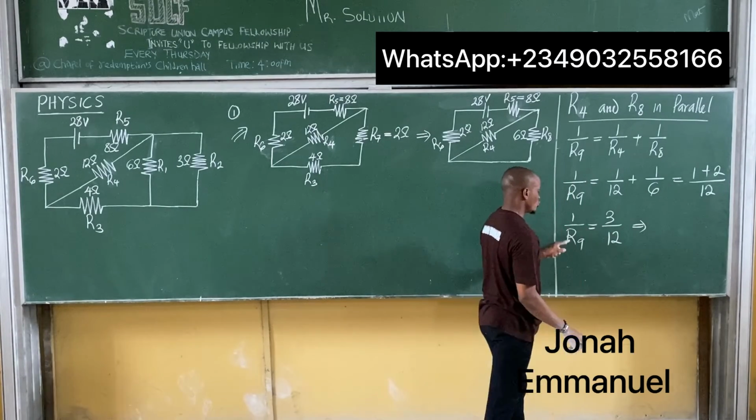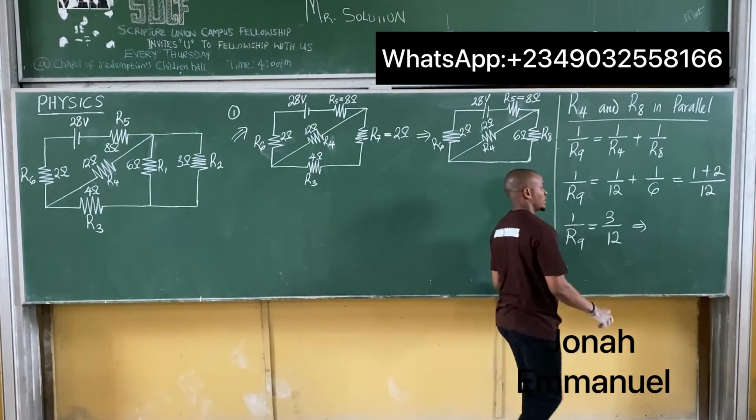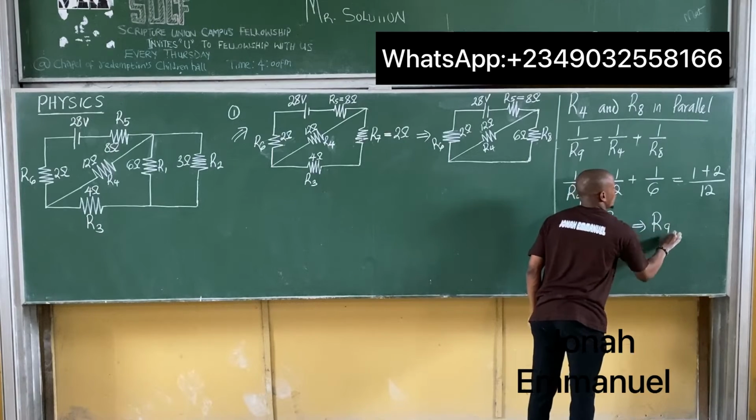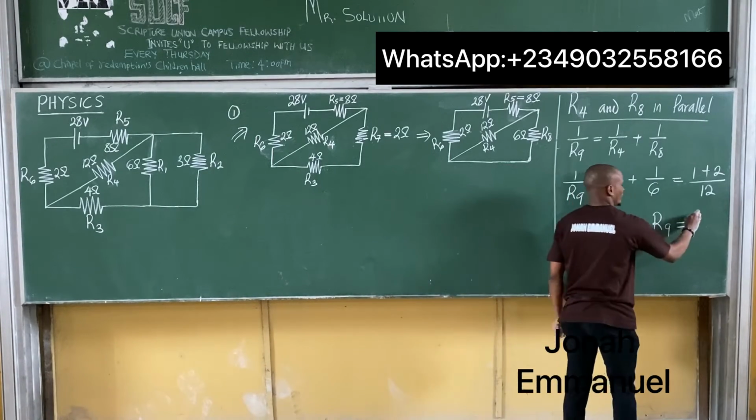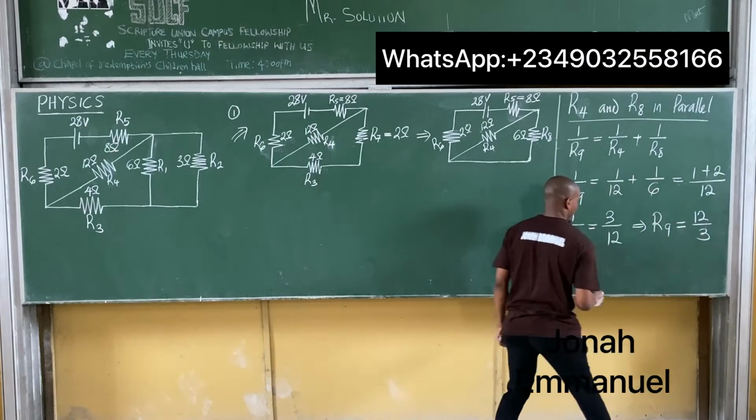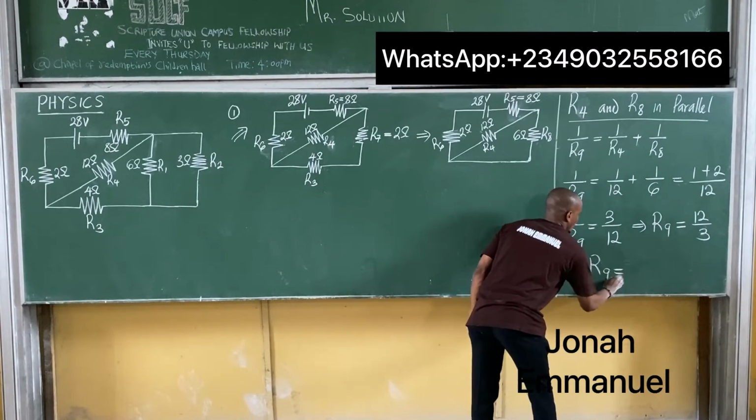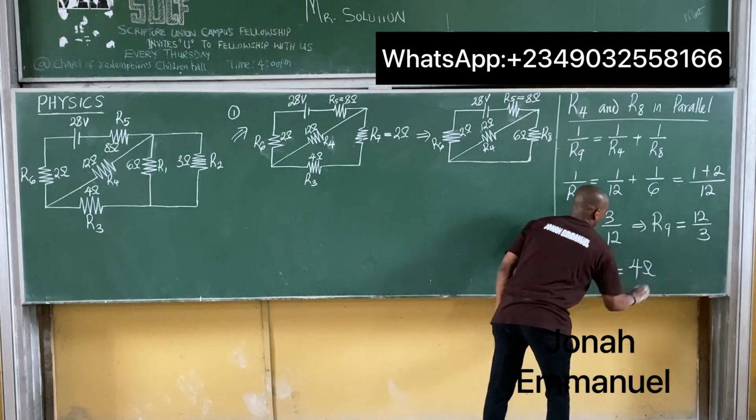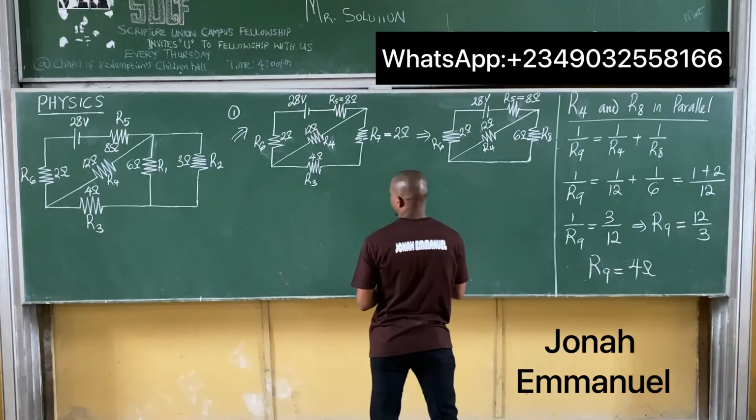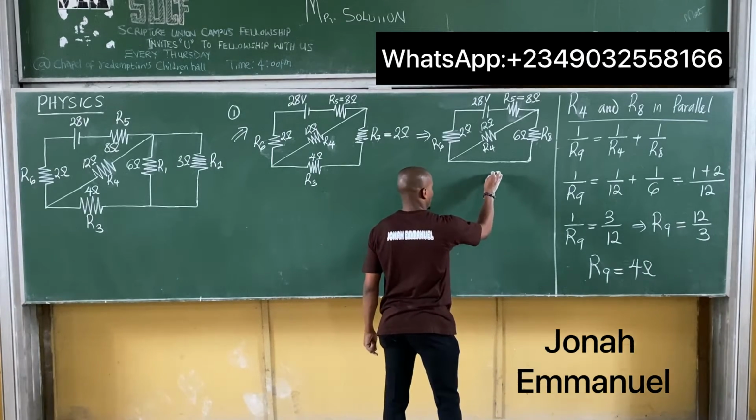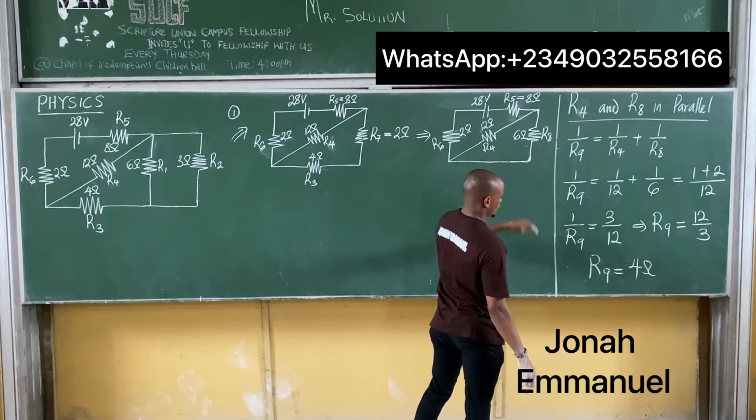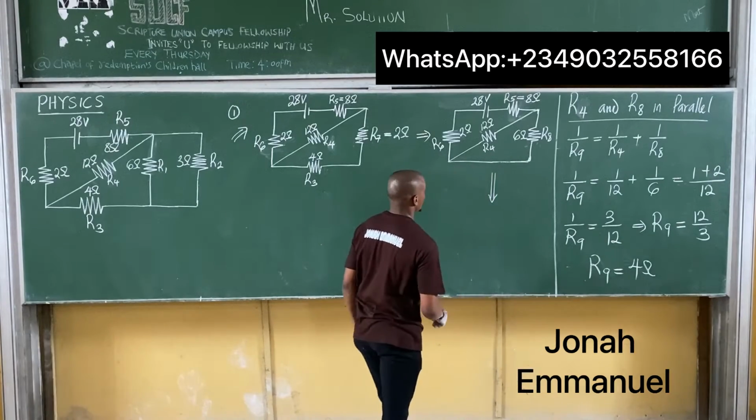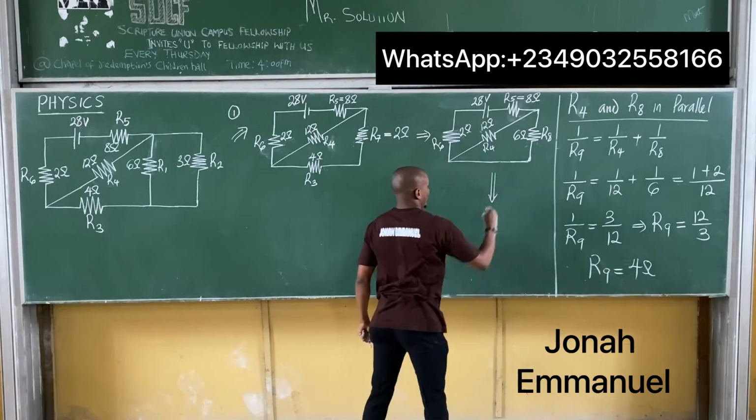And to get this value, invert. It gives you R9 over 1, which is R9, equal to, invert this, 12 over 3. So that means R9 is equal to what there? 4 ohms. Alright. Next step, bring this down again. So this 2 gives you 9 ohms. So redraw your diagram again. I'm having this.